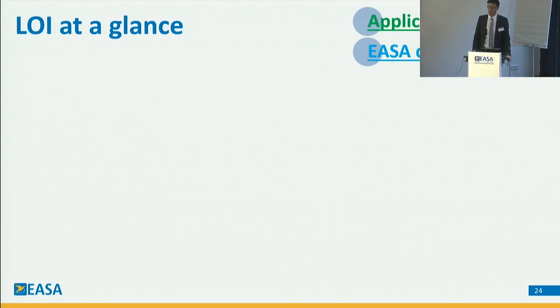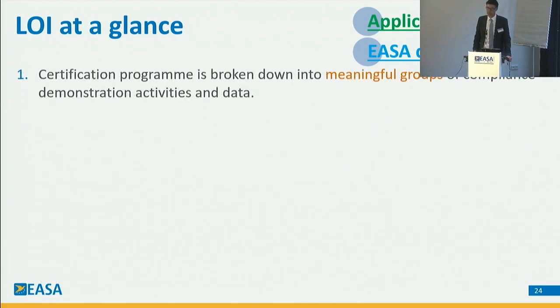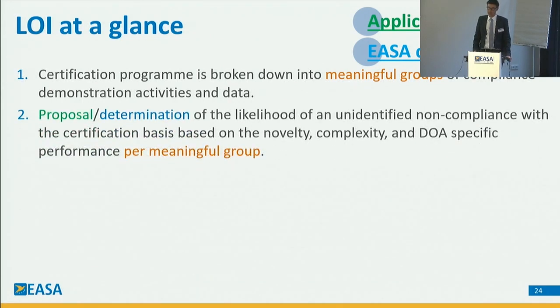So LOI at a glance: we see in green color what the applicant shall propose and in blue color what EASA determines. The certification program needs to be broken down into meaningful groups of compliance demonstration activities and data that we call in the AMC material a compliance demonstration item, which has to be proposed, by the way, from the applicant as well.